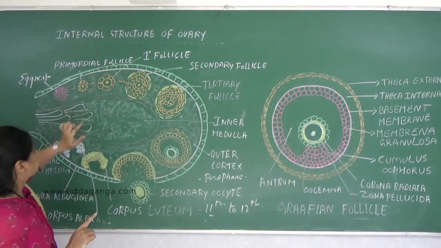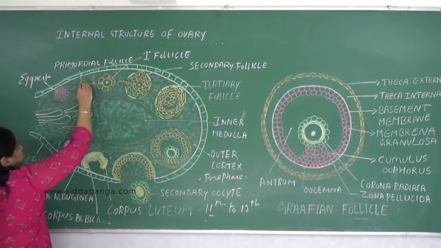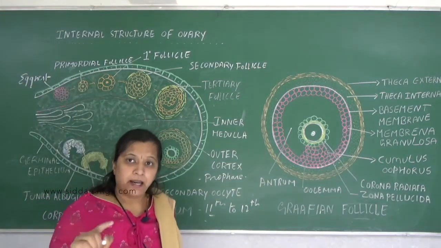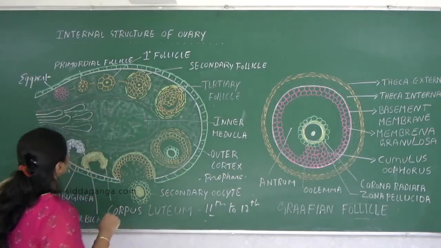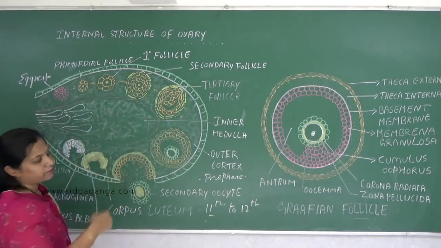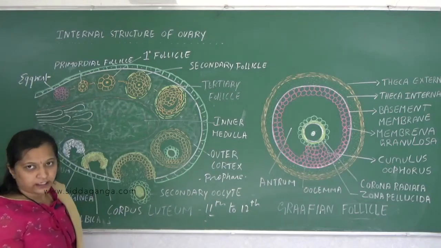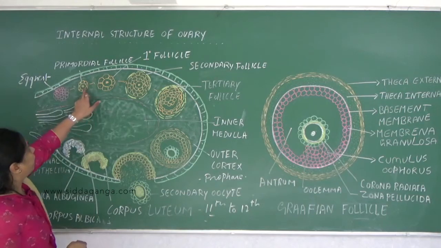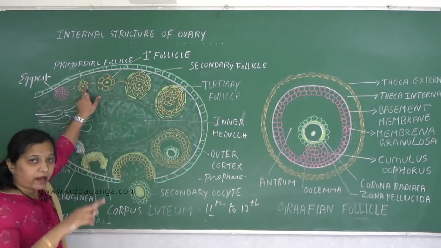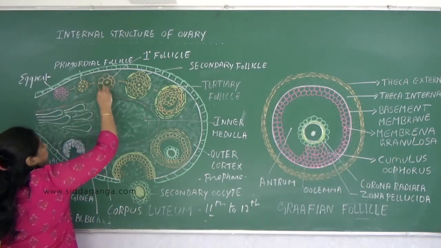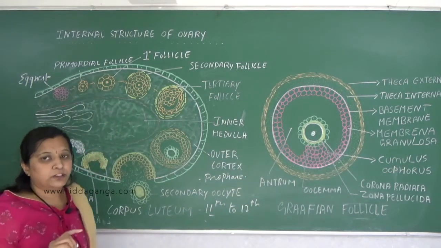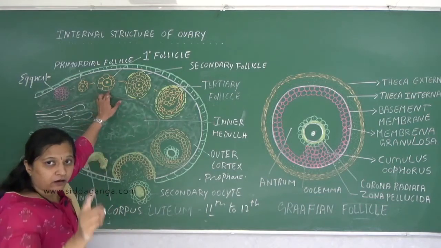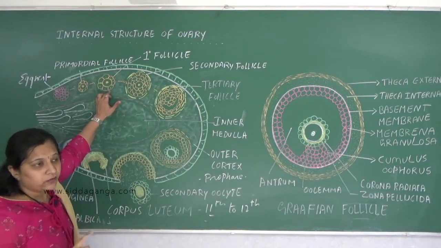Okay, at this stage, it is called as what? The primary oocyte. So what is meant by a follicle? I said so many follicles are present in the cortex, in different stages of development, right? What is a follicle? A follicle is nothing but an oocyte surrounded by granulosa cells.